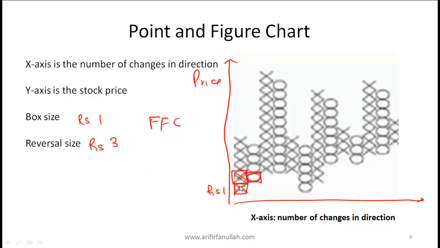On the y-axis, the box we said is ₹1, but each one, the y-axis represents a price. So let's say that at this stage the price is 100. So if the box size is 1, here the price would be 101, then 102, etc. What this point and figure chart tells us is that as long as our price is moving up or staying in roughly the same range, 101, 102, 103, 104, 105, we will remain in this first column.